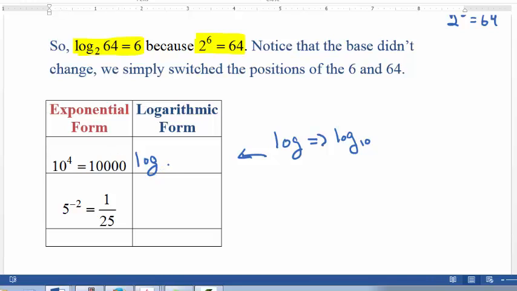And then remember what I said happened? These two numbers just kind of switch places. So it's the log of 10,000 equals 4, right? And then the same thing here. 5 to the negative 2 equals 1/25th. I would write this as log. Remember, the base stays the same, so it's log base 5. And now these two numbers switch. So it's log base 5 of 1/25th equals the exponent, which is negative 2. So log base 5 of 1/25th equals negative 2.